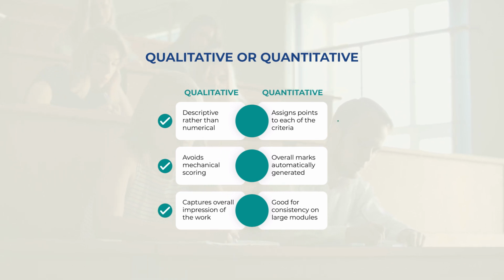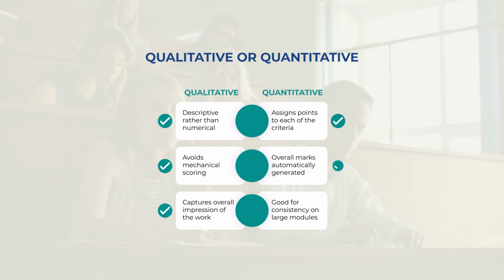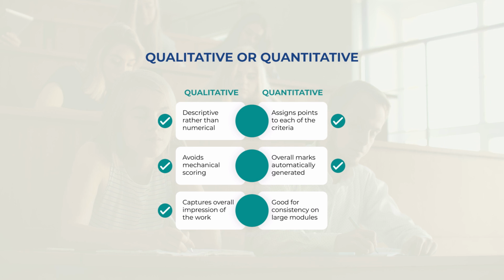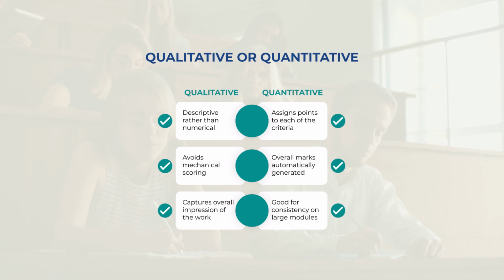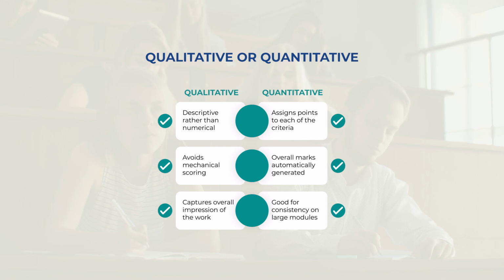Quantitative rubrics assign points to each criteria and judgment level, with the overall marks generated automatically in Blackboard. This approach helps ensure standardization, especially in large modules with multiple markers and modules taught across different locations.